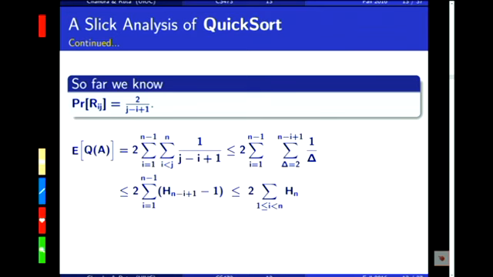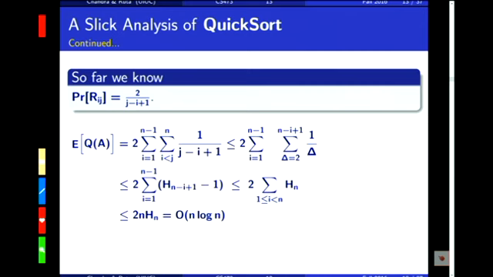If you don't know, Hn is 1 plus 1 over 2 plus 1 over 3, up to 1 over n. And that's theta log n. Because we are adding n harmonic numbers, we get n Hn, so n log n. As I said, the most important part is to compute the probability of Rij. After that, things will follow.